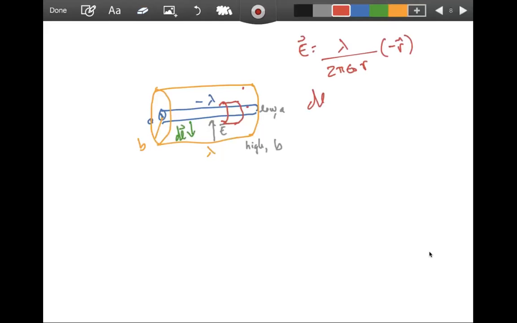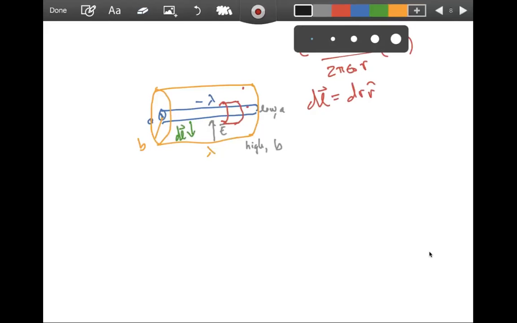Now again, dl, as we talked about in class, is going to be, in this case, cylindrical coordinates. So it's going to be a complicated combination of r hats, theta hats, and z hats. But since my electric field only points in the r hat direction, the only portion of dl I care about is in the r hat direction, which means dl I'm just going to rewrite as dr in the r hat direction. Right. So now let's plug this in.